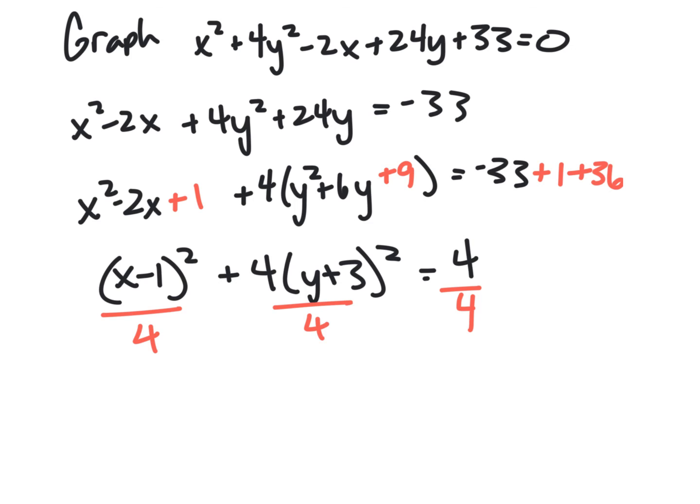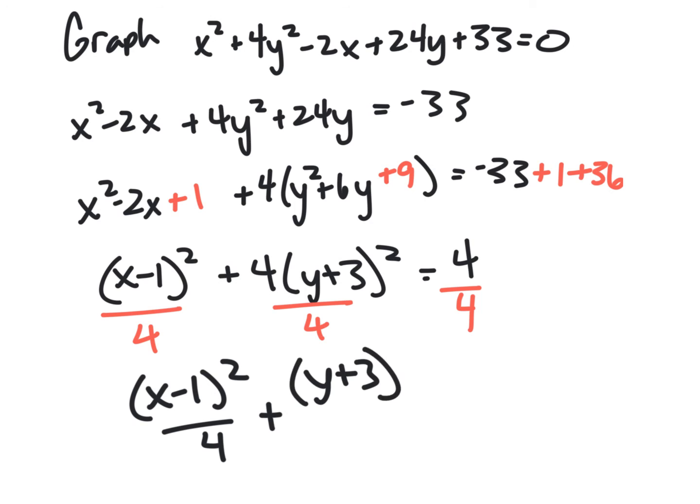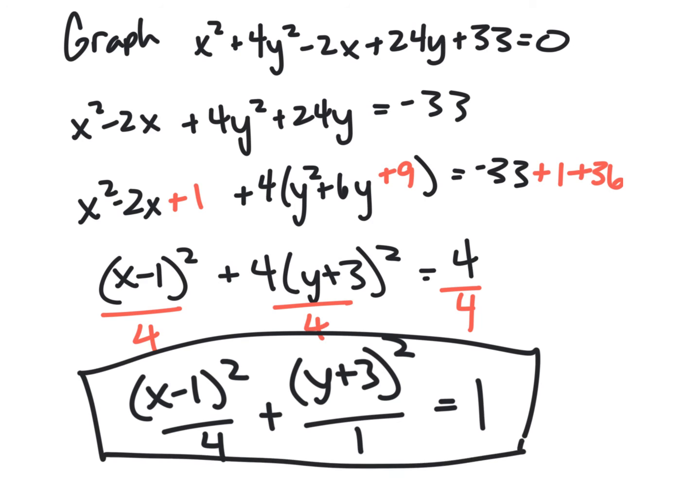And the equation of this ellipse in standard form is (x - 1)² over 4. Now technically you don't have to write over 1 on this next one. I like to do it just so I can see that this is my b squared. All right, and this is the equation of the ellipse in standard form. From this, you can see that it's centered at (1, -3). It's going to be a horizontal ellipse because a squared is sitting underneath x and all that stuff.